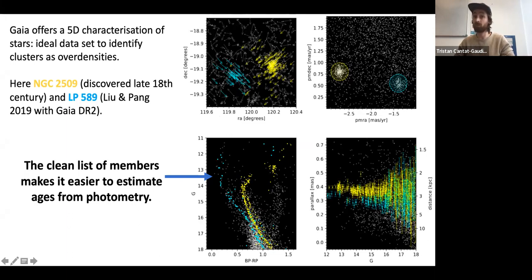It is sparse, so you wouldn't see it as an overdensity of stars on the sky, but you clearly see it as an overdensity of moving stars. And you can immediately have its color magnitude diagram. Just a few years ago, if you wanted to do this, you needed to write a proposal, get telescope time, and spend a night, maybe several nights, gathering data. Now you can do this in just a few minutes. So you have a very clean list of the members in each of those new clusters.